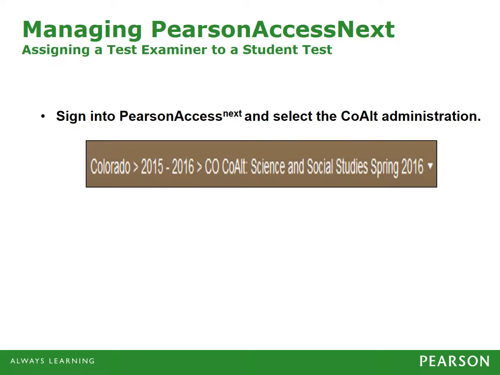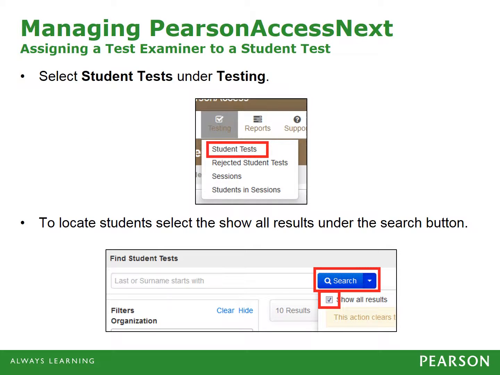Assigning a test examiner to a student. Before the test examiner can enter the student score into Pearson Access Next, the DAC or SAC needs to assign the test examiner to the student test. To do so, they will need to select the CoAlt Science and Social Studies Spring Administration. Select the student's test under Testing.